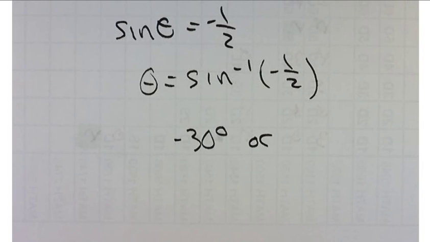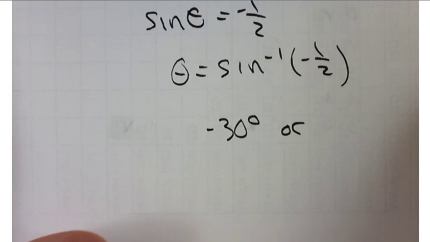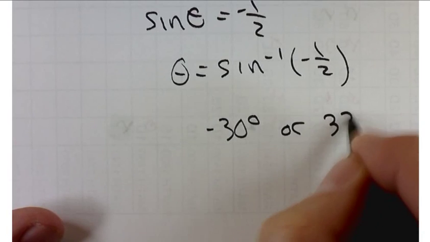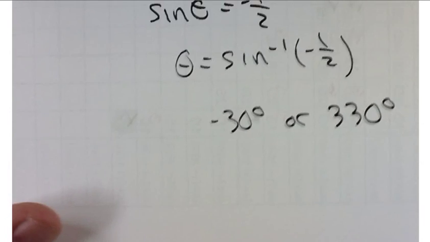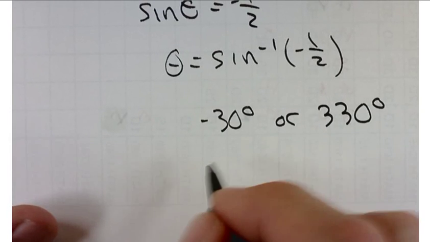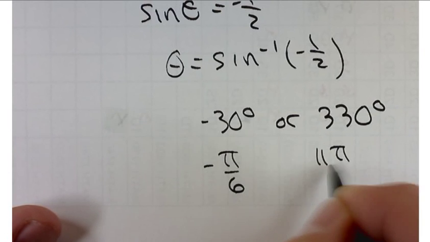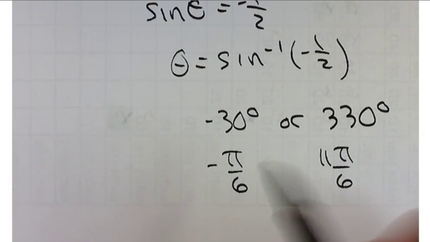There's actually another one, but negative 30 degrees is the first one you see. Negative 30 degrees is also equivalent to 330 degrees. In terms of radians, that's negative pi over 6, and this is 11 pi over 6. And you can convert that the way we did earlier.